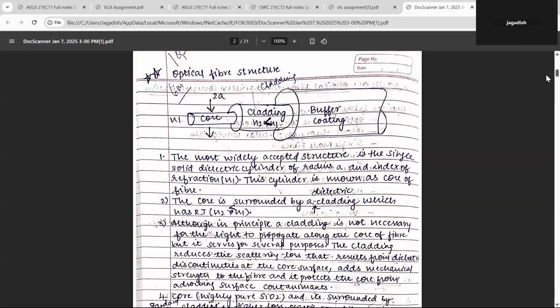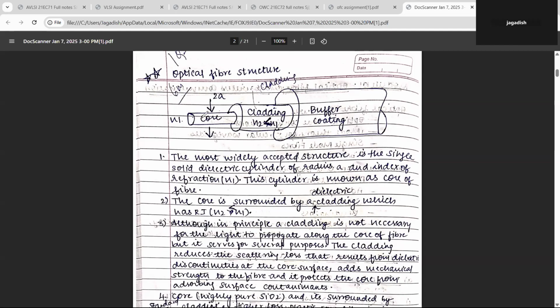Very important, 6 marks question: write about optical fiber structure. First question, so important. They will mention it in the examination. For that, you have to draw this diagram. Optical fiber will have three parts: core, cladding, actually two, but on the cladding there will be one buffer coating extra for extra protection. So this diagram you are supposed to draw.